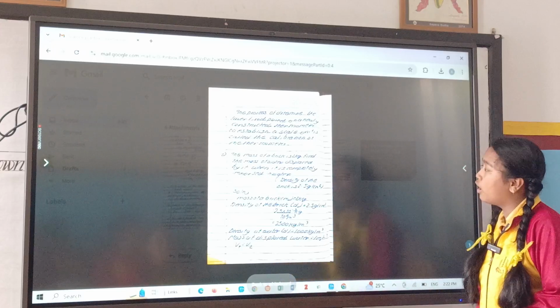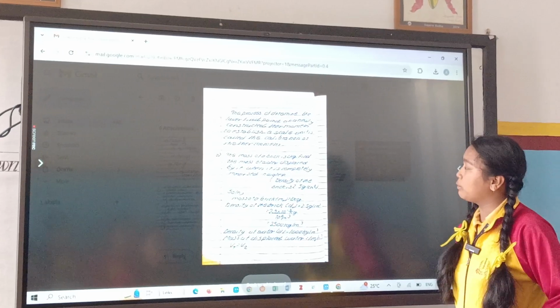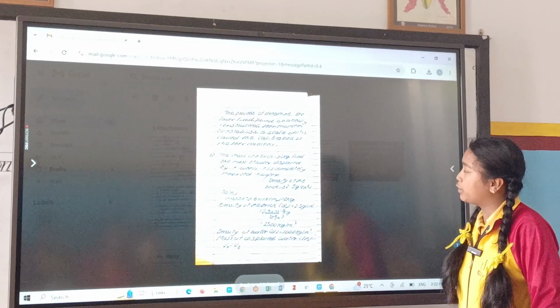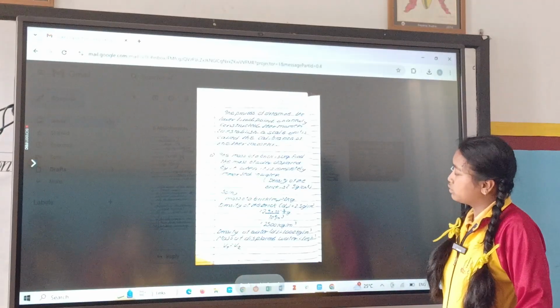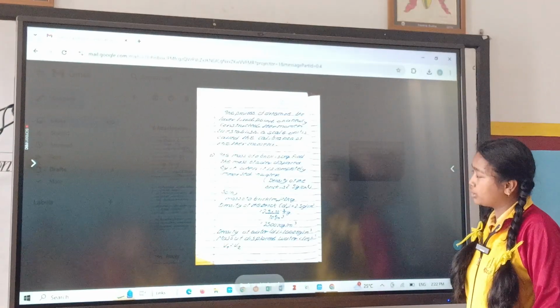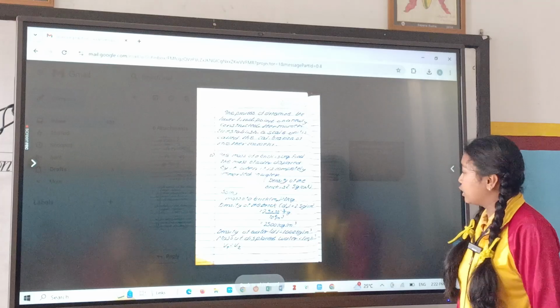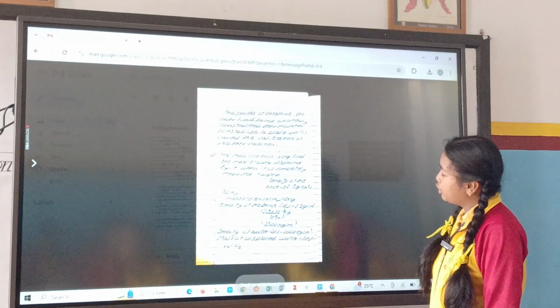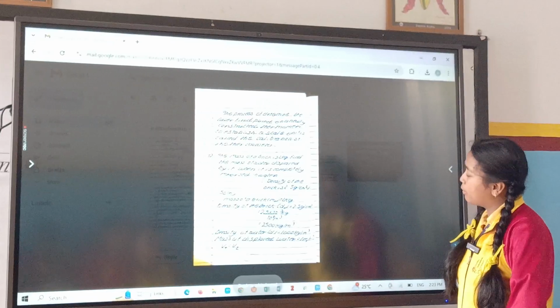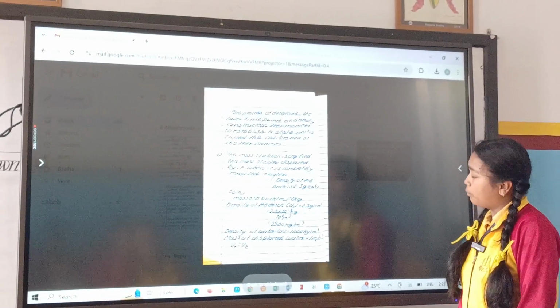The mass of a brick is 2 kg. Find the mass of water displaced by it when it is completely immersed in water. Solution: mass m1 equals 2 kg, volume v1 equals 2.5 cm cube, 2.5 into 10 power minus 3 kg by 10 power 6 meter cube equals 25,000 kg per meter cube.